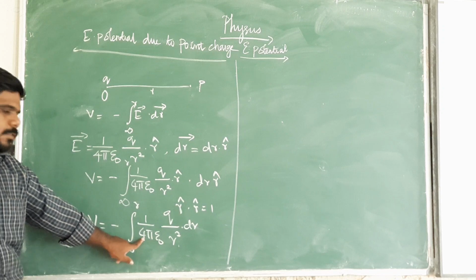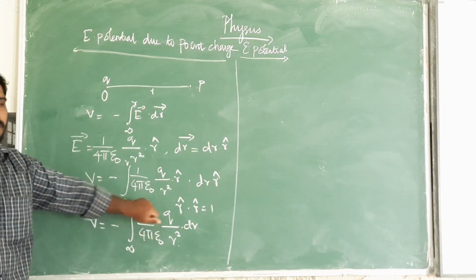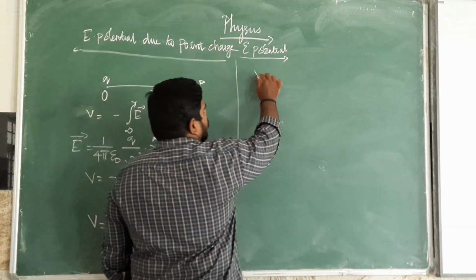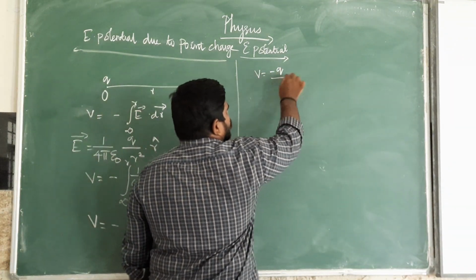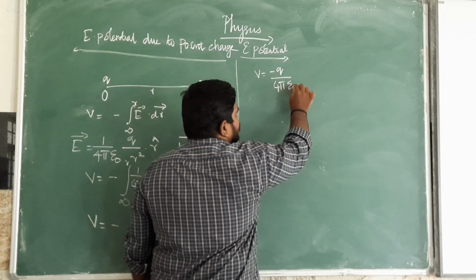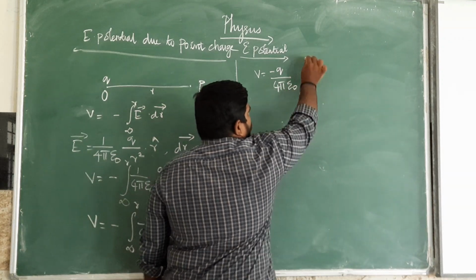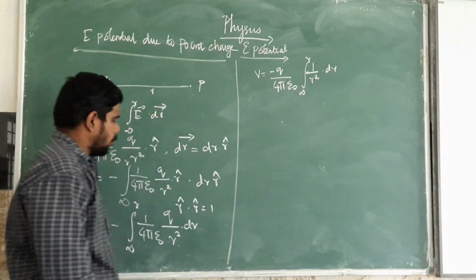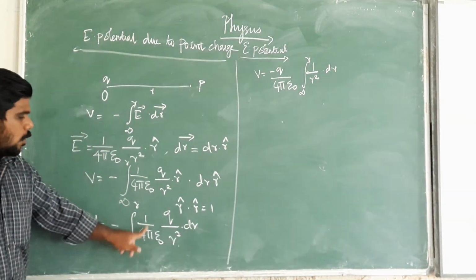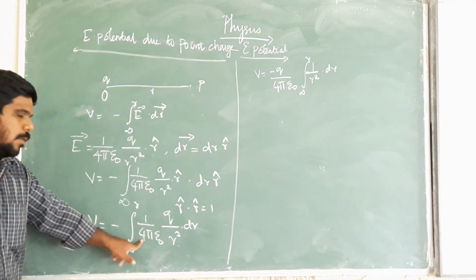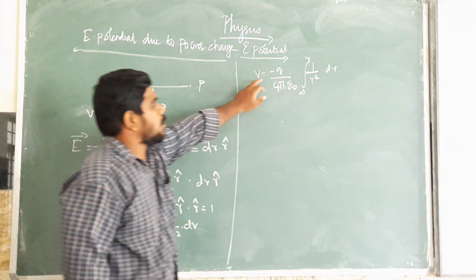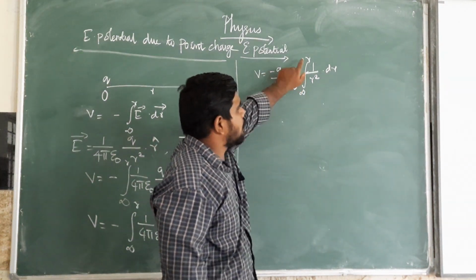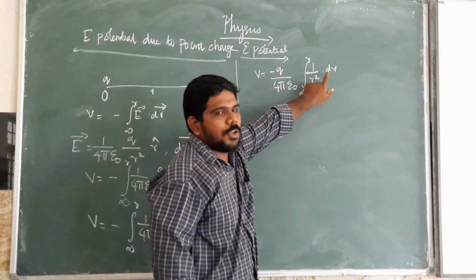1 by 4 pi epsilon 0 is a constant term, q is a constant term. If it is a charge, we take it as a constant and take it outside. So what we get: V is equal to minus q by 4 pi epsilon 0 integral from infinity to r of 1 by r square into dr. Okay, 1 by 4 pi epsilon 0 into q, so q by 4 pi epsilon 0, we take it outside. So V is equal to minus q by 4 pi epsilon 0 into integral from infinity to r of 1 by r square into dr.